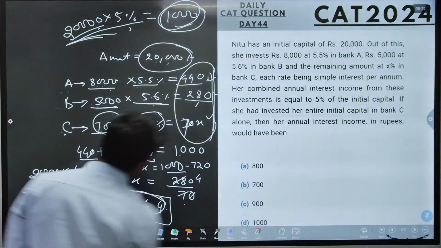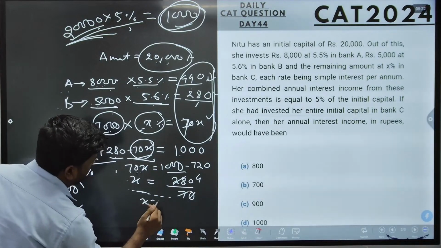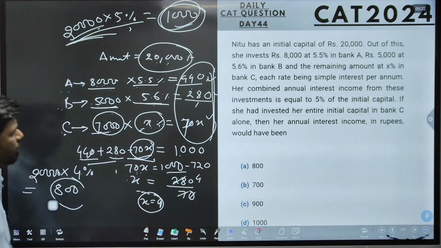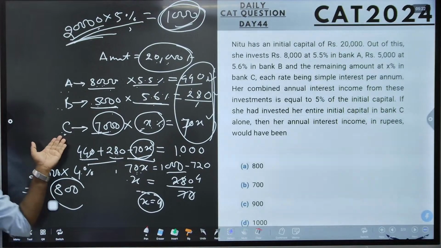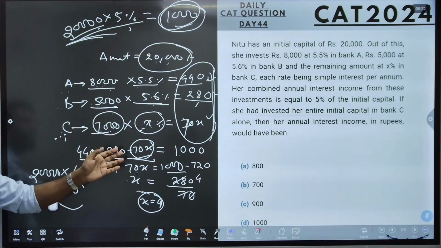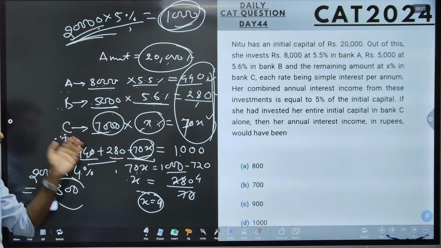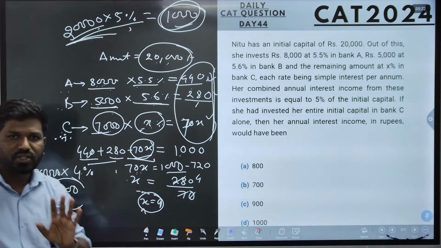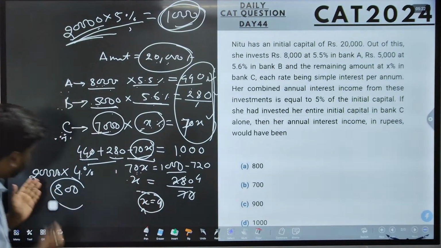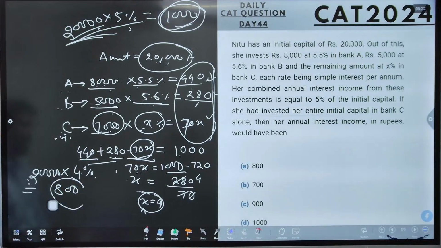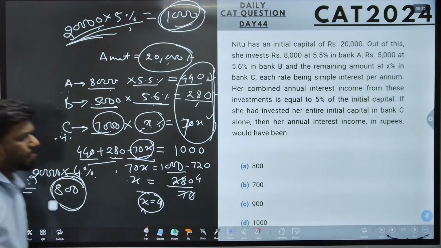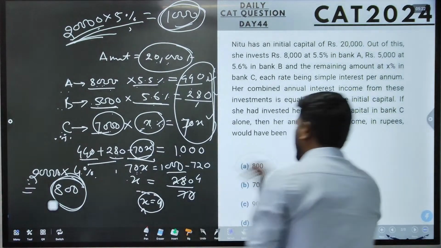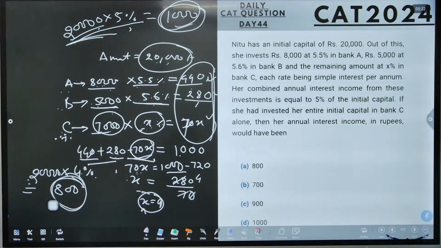Now this 4 is your rate of interest, right? X is equal to 4, which we had to calculate for the bank C. Now the question is, what if she invested all the amount in bank C at 4% rate? This is what the question is. अब बस 20,000 का 4% पे रेट ऑफ इंटरेस्ट निकाल लो, कितना मिल रहा है? 800 रुपए. So in that case, option A will be your correct answer.